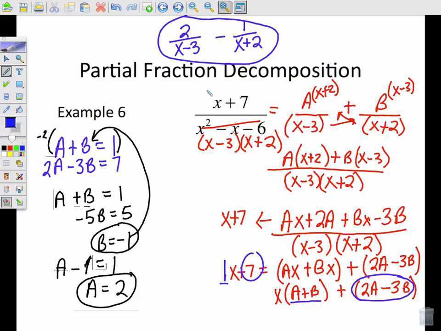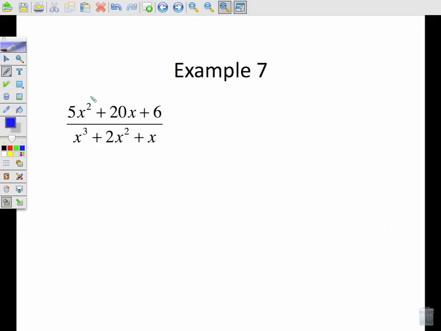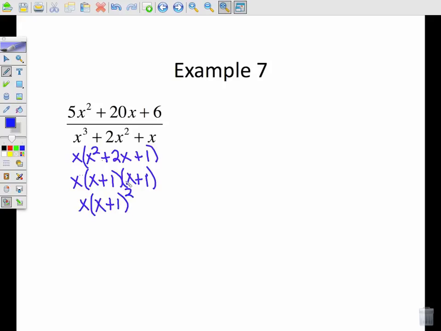All right, let's go ahead and try another problem here. So the first step is to try to factor your denominator. This will factor: I can take an x out, and I've got x squared plus 2x plus 1. So this is x, x plus 1, and x plus 1. Now the tricky part is when we break these up, this is x times x plus 1 to the second. We need to include all multiples of it. So this is going to be 3 separate fractions.